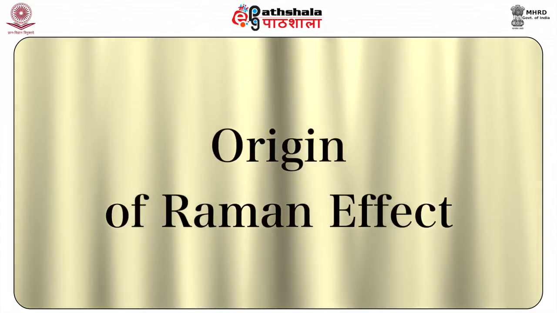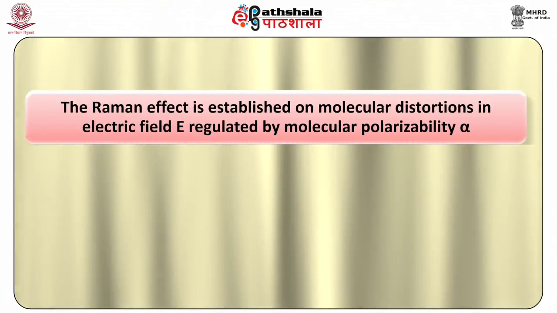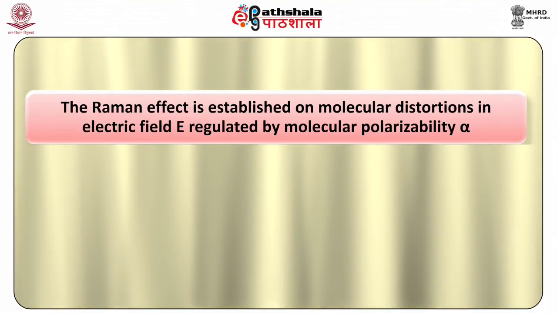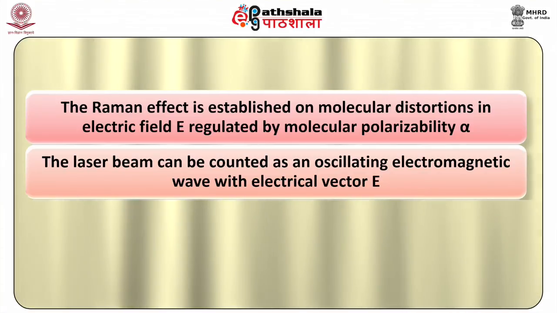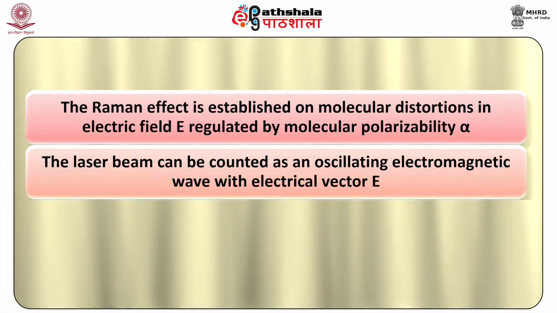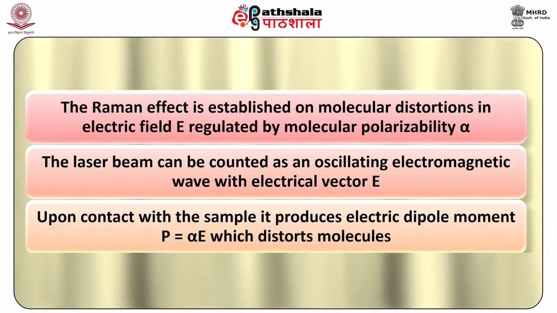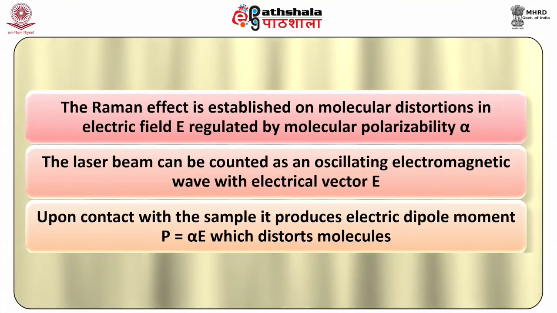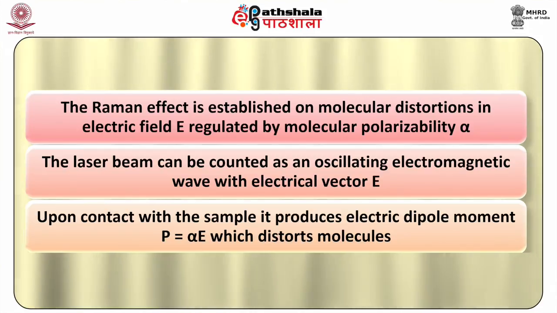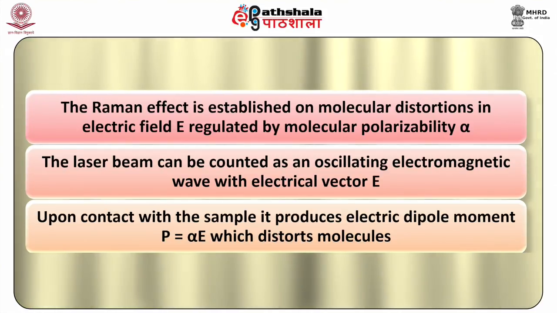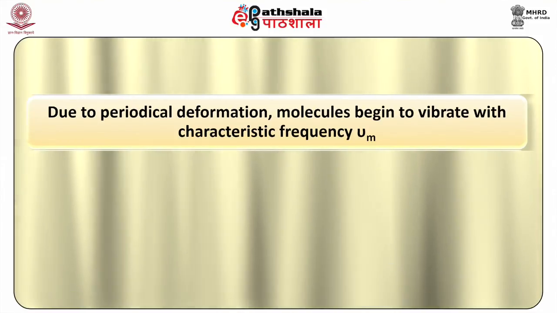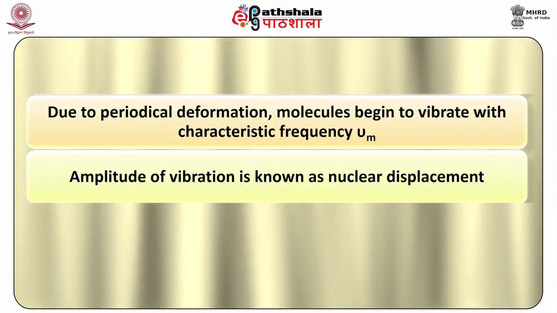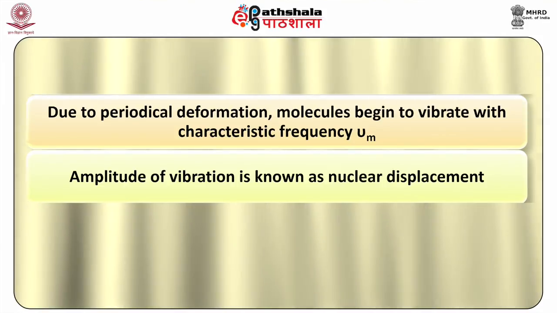Origin of the Raman effect. The Raman effect is established on molecular distortions in electric field E regulated by molecular polarizability alpha. The laser beam can be counted as an oscillating electromagnetic wave with electrical vector E. Upon contact with the sample, it produces electric dipole moment P, which is equal to the product of polarizability and the electric field E, which distorts molecules. Due to the periodical deformation, molecules begin to vibrate with characteristic frequency mu m. The amplitude of vibration is known as nuclear displacement.